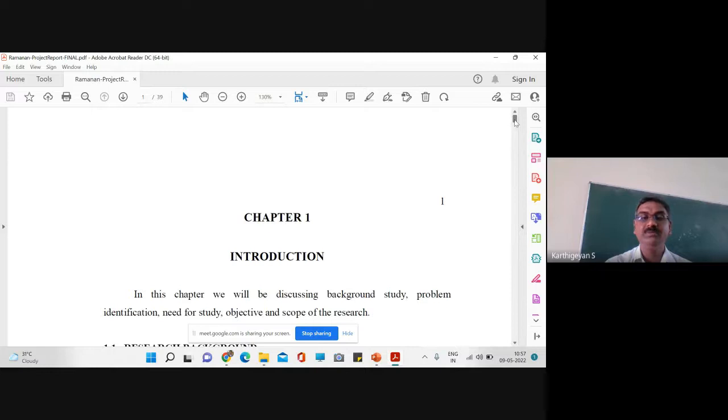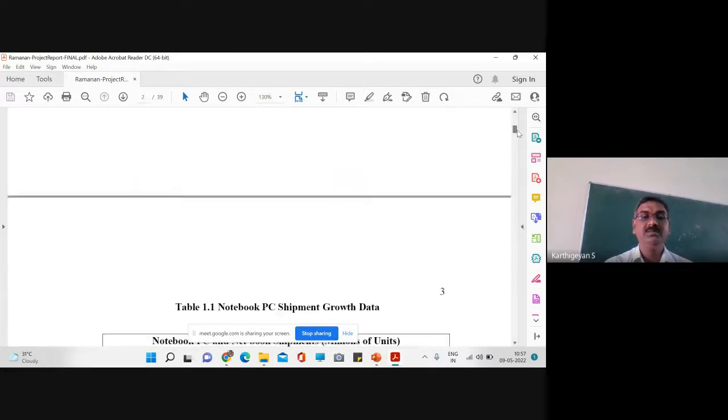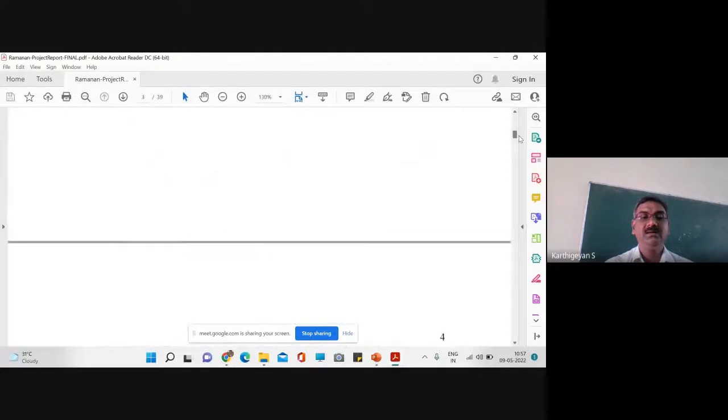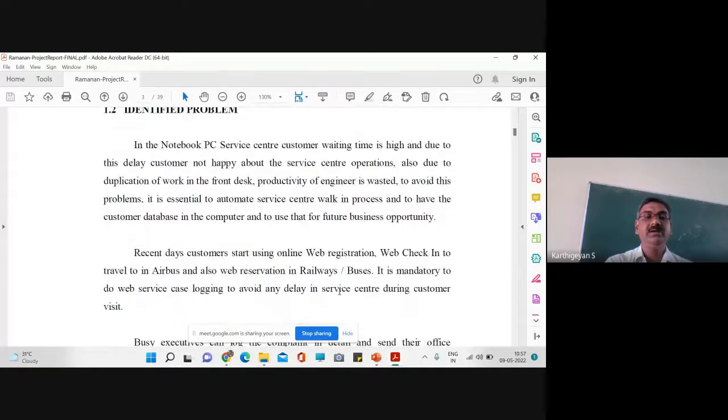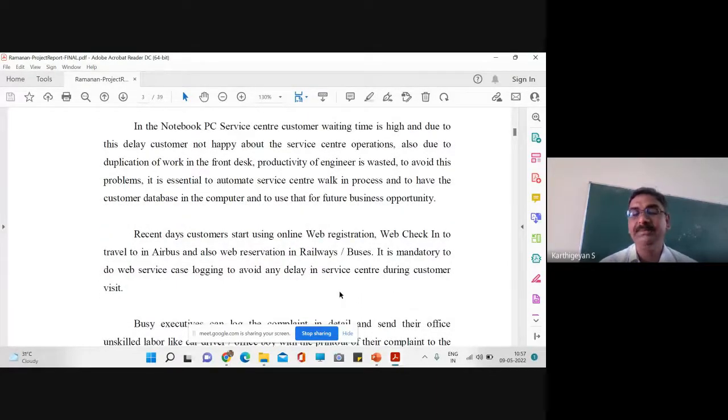I'll go to the definition of the problem. Identify the problem. These are all the data given by him. In the notebook PC service center, notebook is nothing but your laptop, customer waiting time is high, and due to this delay, customers are not happy about the service center operations. Also due to duplication of work in the front desk, the productivity of engineers is wasted. To avoid these problems, it is essential to automate the service center walk-in process and to have the customer database in the computer and to use that for future business opportunities.